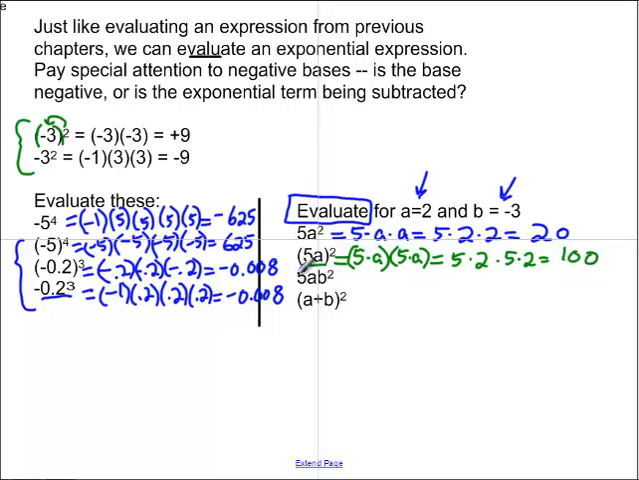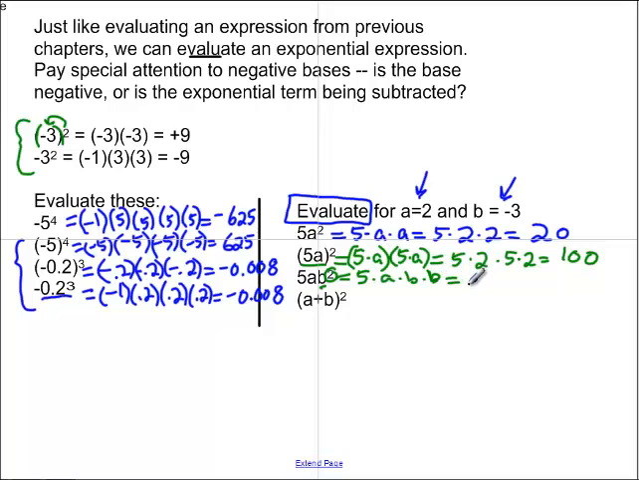Take a look at this one, 5ab squared. The squared acts only on the b, because the b is the base for the exponent here of 2. 2 does not work on the a, 2 does not work on the 5, because the base is b, 2 is the exponent. So let's write this out longhand. It'd be 5 times a times b squared, which is b times b, because again, here's our base, there's our exponent. The exponent works only on the base of b.